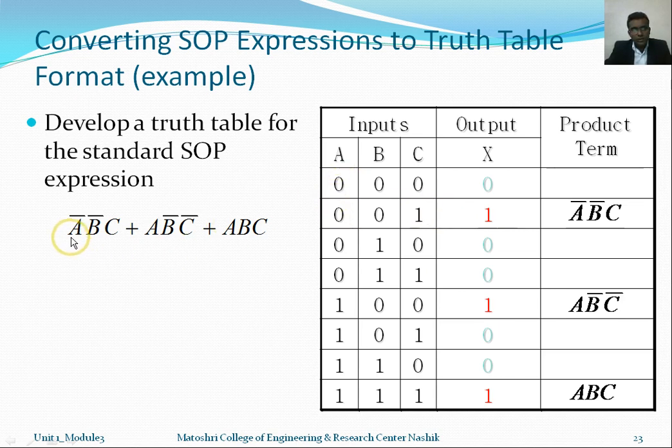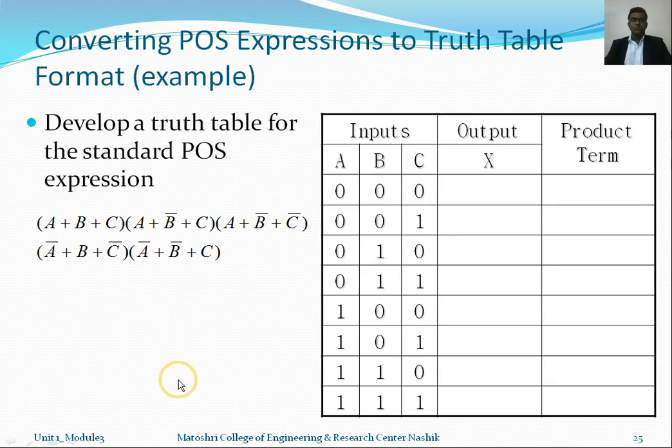So this SOP expression is available. Firstly, we have to find the SOP product terms from their complements. If there is a complement, we take 0. If there is no complement for the variable, we take 1 for SOP. In this way we get the output for each and every product term. We represent 1, and the remaining are 0, which is nothing but the POS form. Now let's convert the POS expressions to the truth table format.